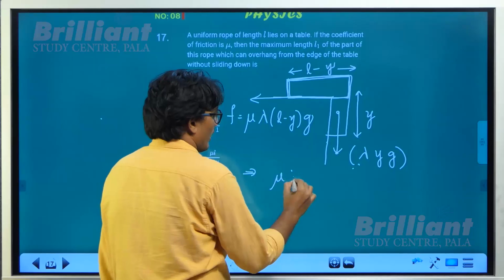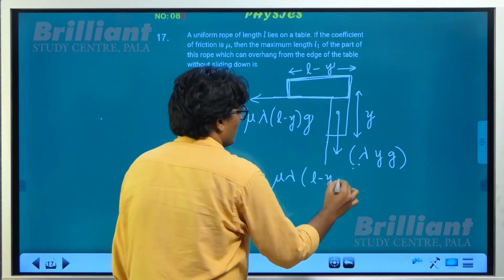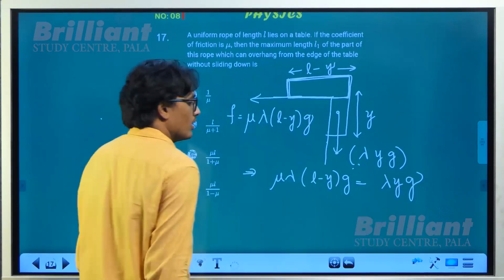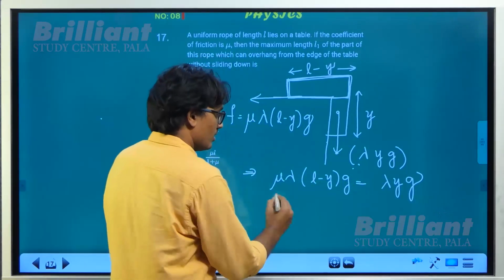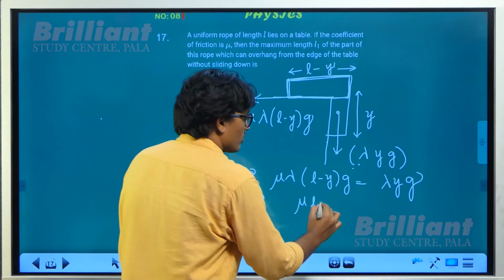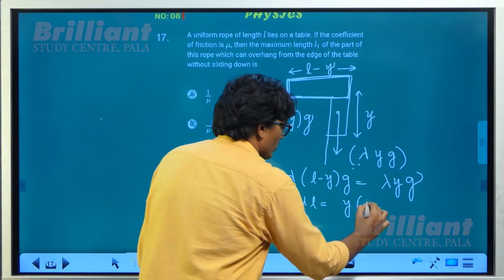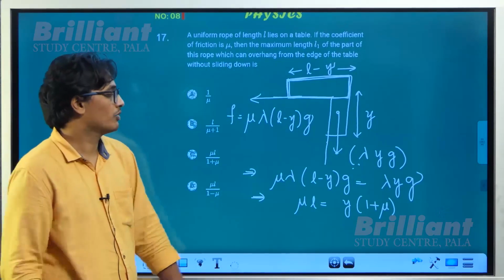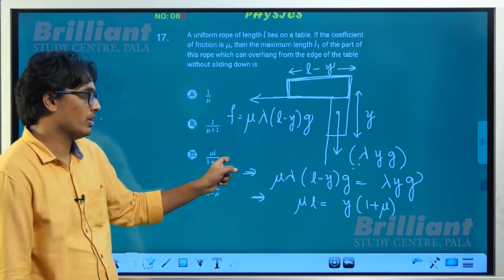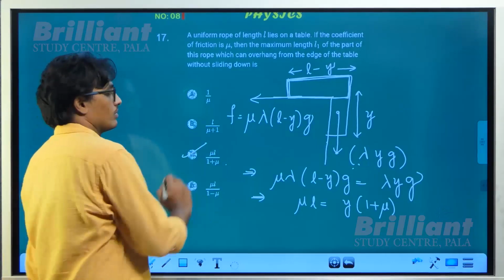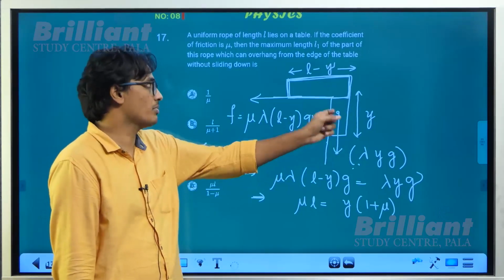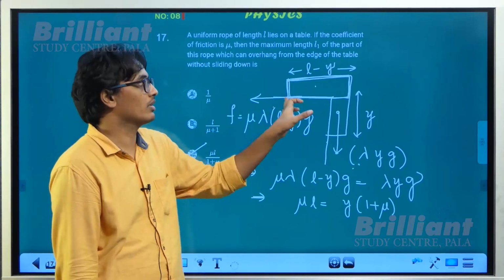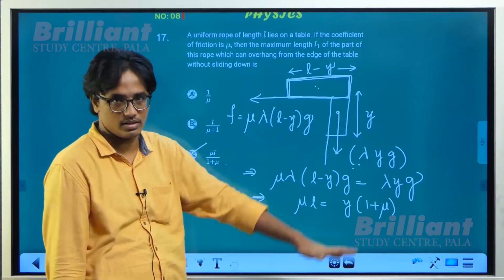So you have mu lambda (L minus y) g must be equal to lambda y g. Lambda and g cancel. So you have mu L equal to y into (1 plus mu). So you'll get y equal to mu L by (1 plus mu). Option C. The weight of the hanging part has to be balanced by friction. The weight of the part resting on the table will be balanced by N.